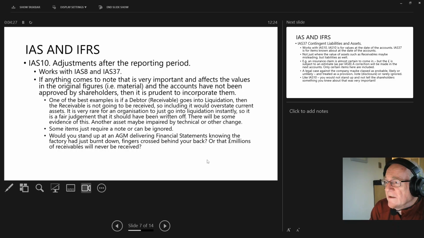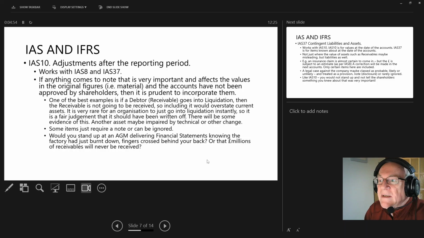So one of the ones I like starting off with for level 4 students, simply, is a good way of thinking about accounts. So we close our books on a particular day. Something happens after that day that materially affects the value. So we put the value in at the best of knowledge and time. It was correct, but something has happened before they've been signed off and presented to our shareholders. So it works with IAS 8.